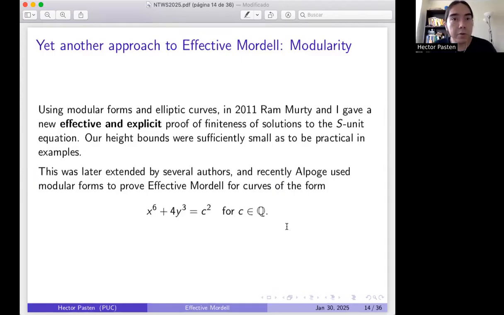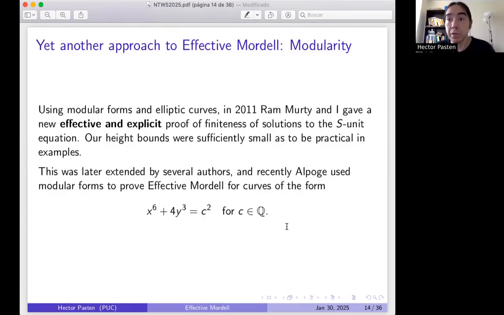Well, there is another approach to effective Mordell using modularity. Some years ago, 2011, Ramakrishna and myself gave a new effective and explicit proof of finiteness of solutions to the S-unit equation. Of course, the S-unit equation involves S-integers, not rational points. Our proof used modularity of elliptic curves, bounding the congruence number, and that involves congruences of modular forms. And our height bounds are small enough to be practical.